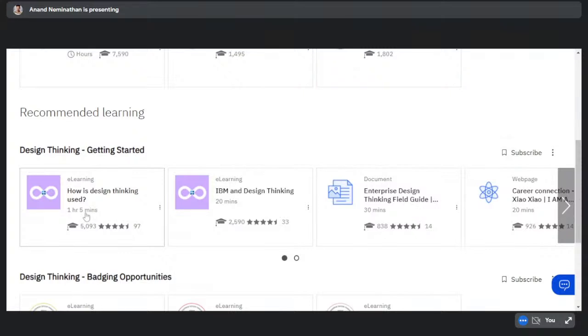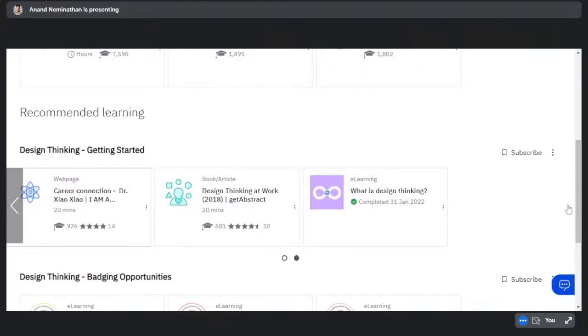So how is design thinking used in IBM, and design thinking. Like this, under each, these are the modules. Design thinking is a course, and under design thinking you have multiple modules. Once you get into each module, there will be an activity. You can learn and perform the activity and complete the learning.